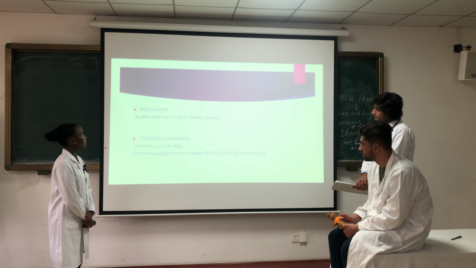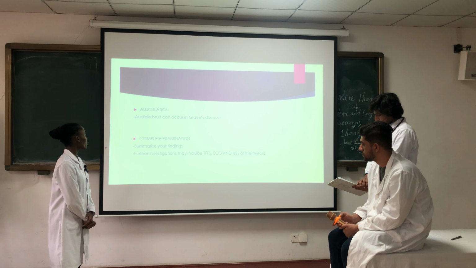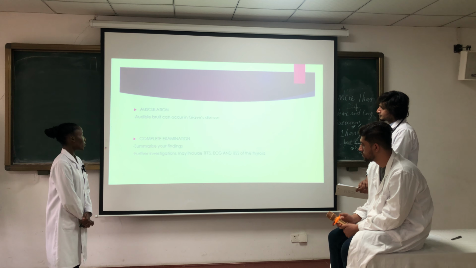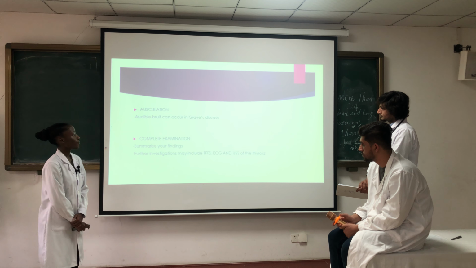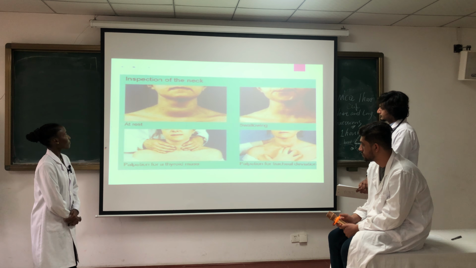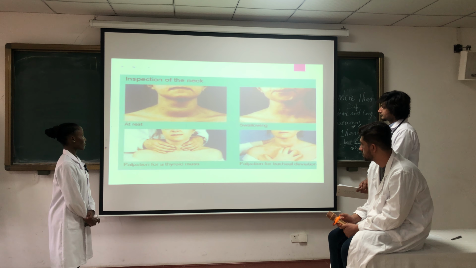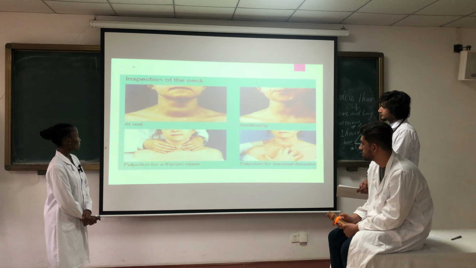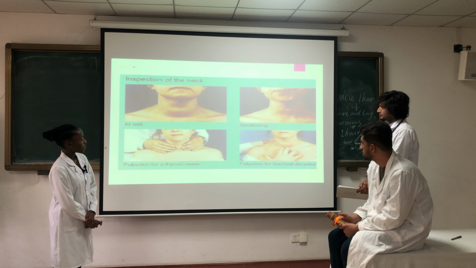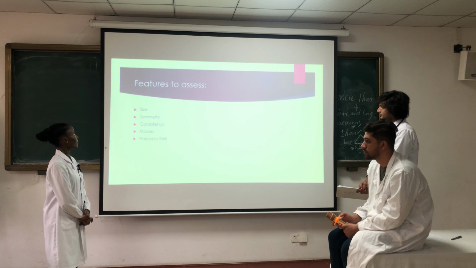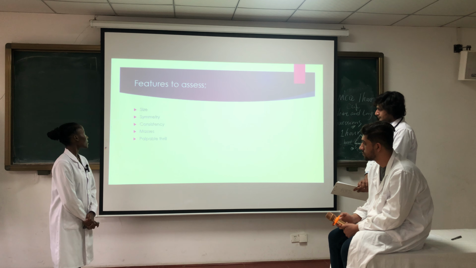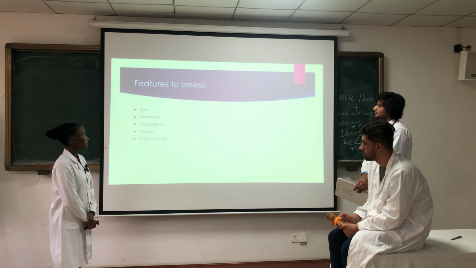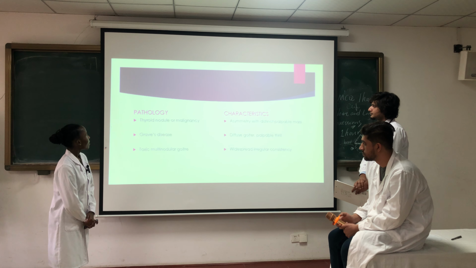Auscultation: an audible bruit can occur in Graves' disease. Complete the examination and summarize your findings. Further investigations may include thyroid function tests, ECG, and ultrasound of the thyroid. This is a picture summarizing the inspection, where you see the neck, swallowing, palpation for a thyroid mass, and palpation for tracheal deviation. Features to assess in thyroid examination: the size, symmetry, consistency, masses, and palpable thrill.